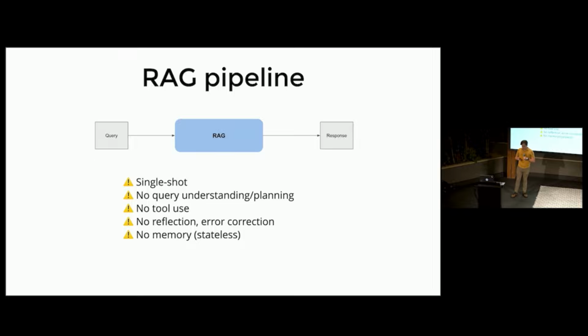So a naive RAG pipeline has a bunch of limitations. It's single shot. There's just one question and one response, like I said. There's no query understanding. It's just semantic search. There's no tool use. You can't go and seek out more information to answer questions that you can't find the answer to in your documents. And there's no reflection or error correction. If your RAG does a bad job or comes up with nonsensical results, it just returns those to you without thinking any further about it. And finally, there's no memory. Every question is brand new with no memory of the previous context in which you asked questions.